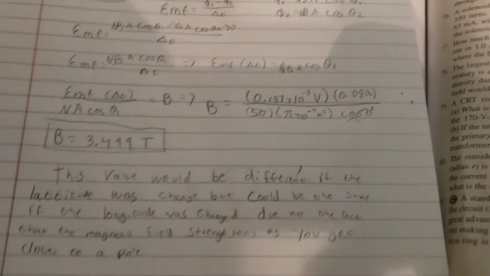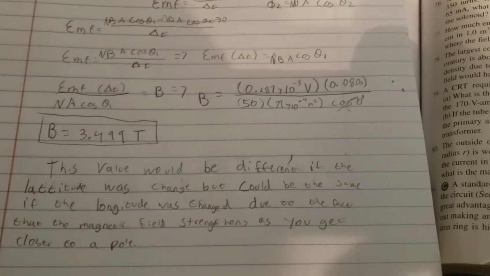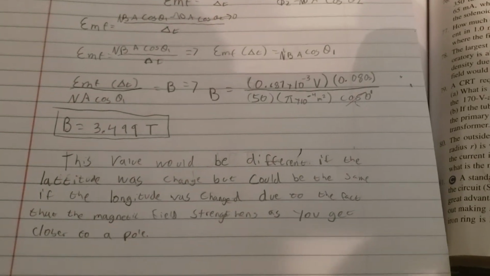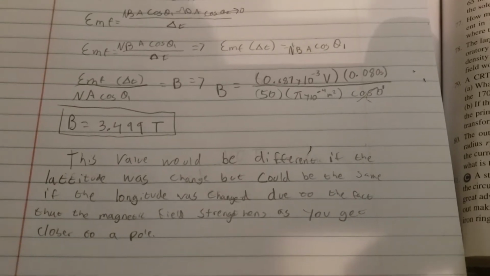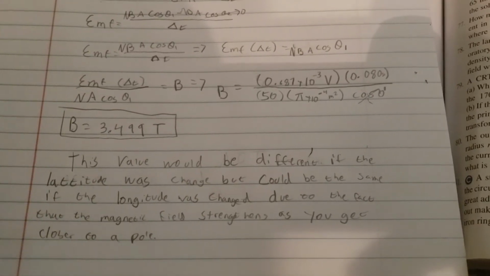Now this value would be different if the latitude was changed, but could be the same if the longitude was changed, due to the fact that the magnetic field strengthens as you get closer to a pole.